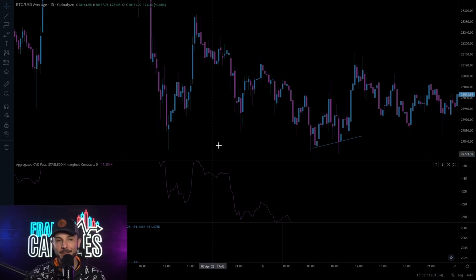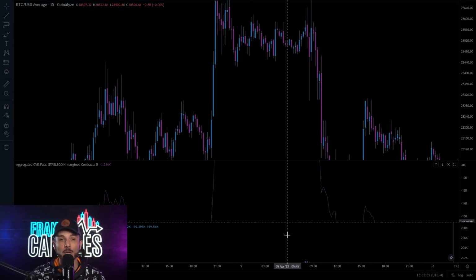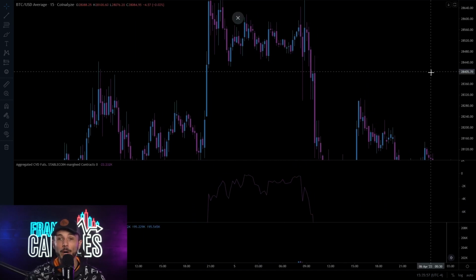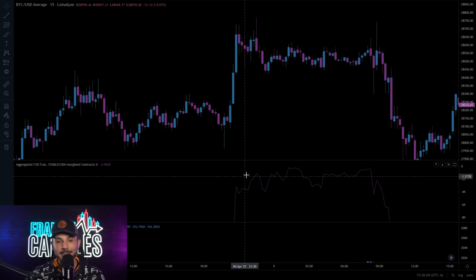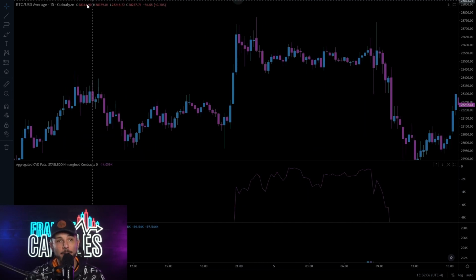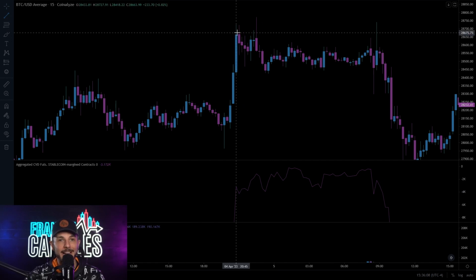So for bearish CVD divergence, what you're basically going to be looking for is price action making higher highs, and you're going to want your CVD making lower highs. Now you can actually see a couple of examples right here where we have our actual price action making higher highs. Now I do look at the bodies of the candles.